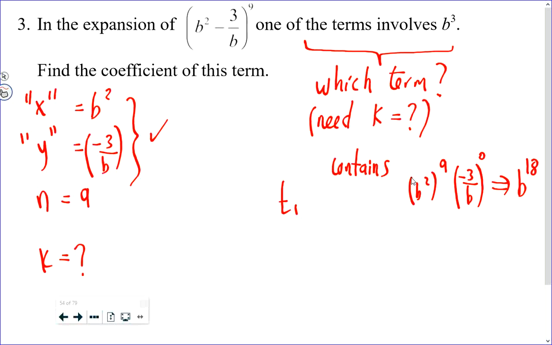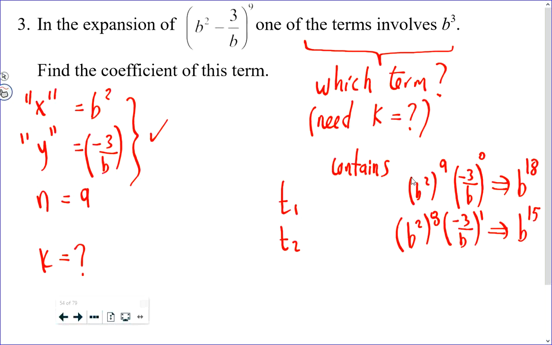That's what I get for b's. What will the second term contain? Well, the second term will contain a b squared raised to the 8, and it will contain a negative 3 over b raised to the 1. So, look, quite frankly, I don't care about the negative 3. I care about the b's right now. And this will be b to the 16, which is b squared to the 8, over b to the 1. This will contain b to the 15. And some of you might realize why the exponent on b is dropped by 3, and that's great.